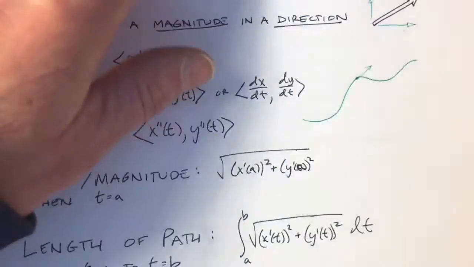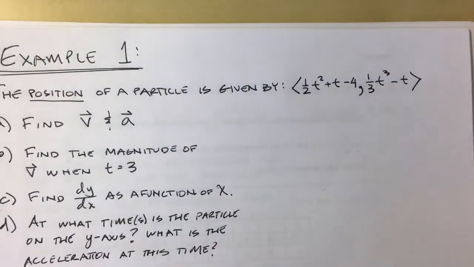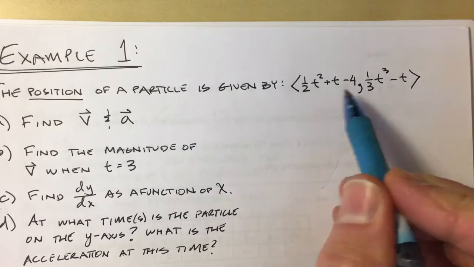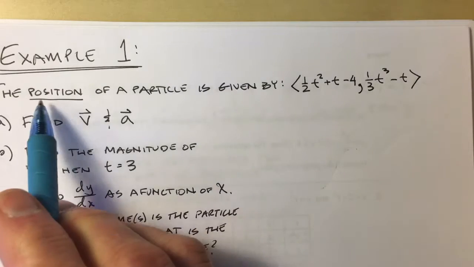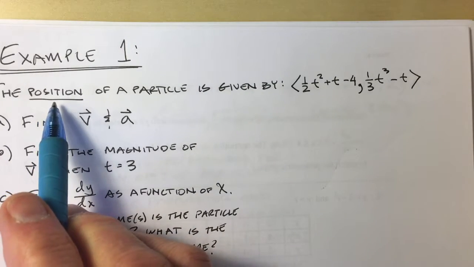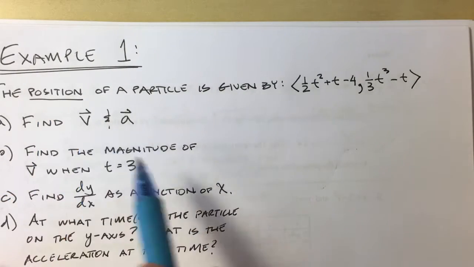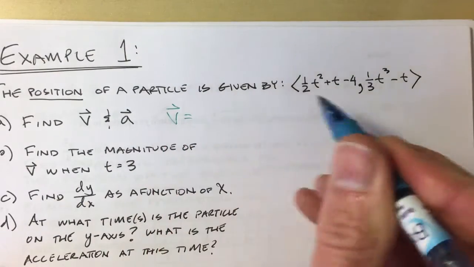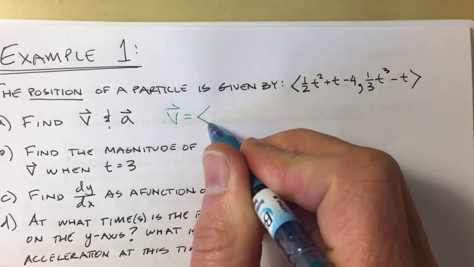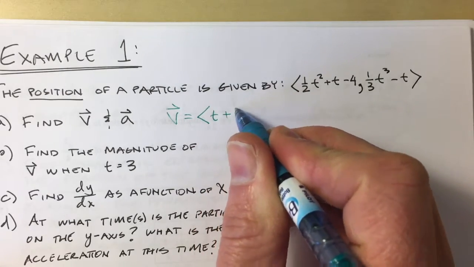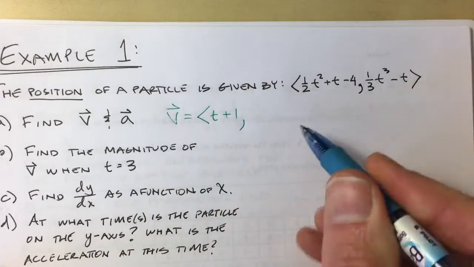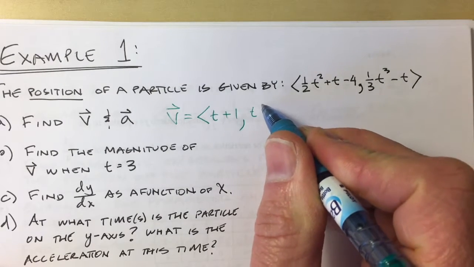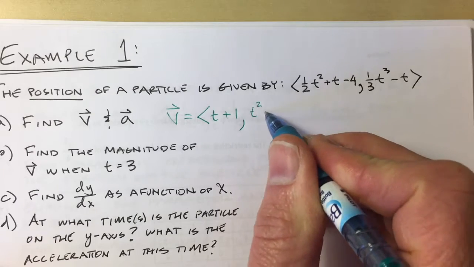All right, so two examples here. First off, we have the position of a particle given by these two parametric equations. Okay, be really focused on what we're given here. It's the position, so we can find the velocity by simply taking the derivative of that. So my velocity vector is going to be what? That is going to be t plus 1. And the y component, when I take the derivative of that, bring that 3 into the 1/3, it's going to be t squared minus 1.